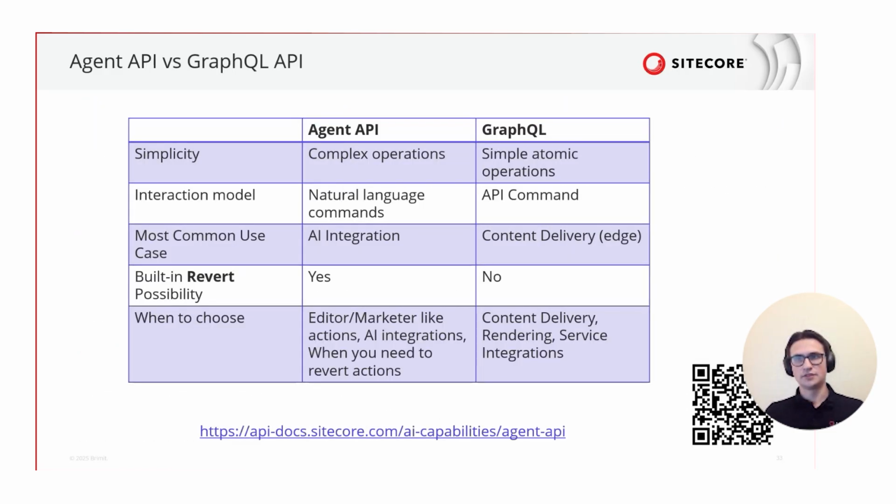Also, we all know that the GraphQL API has been there for a long time. So you might ask, why create a new API? But actually, Sitecore had a good reason for it. The GraphQL API is very atomic and low level by its nature, while the Agent API is closer to natural language. It encapsulates more complex operations with the ability to revert any operation, any action. And again, it's just more suitable for AI pipelines.